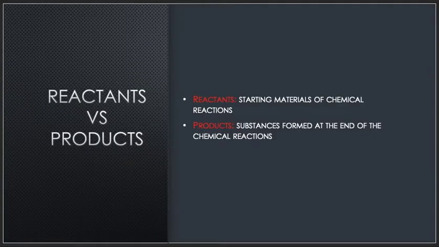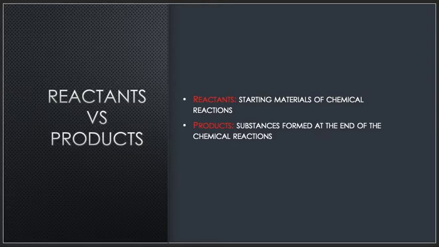Our reactants are the starting materials of our chemical reactions. Those can be single molecules or complex ones, depending on the reaction, which we'll find out later. And then we have products, and those are the substances formed at the end of the chemical reactions. And those, again, can be single molecules or complex structures.